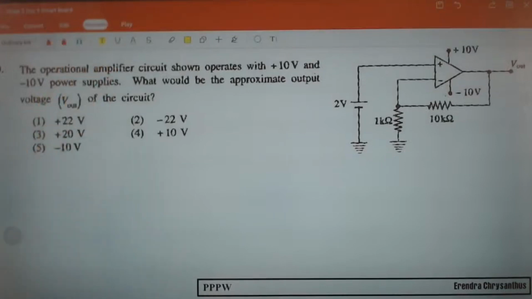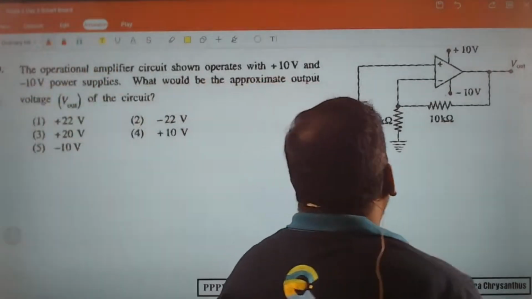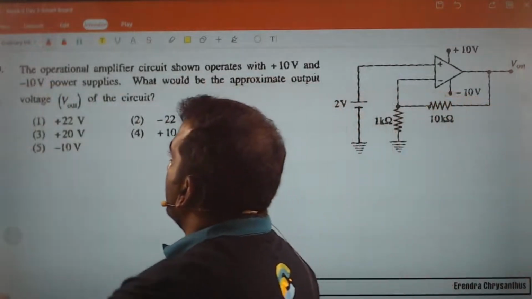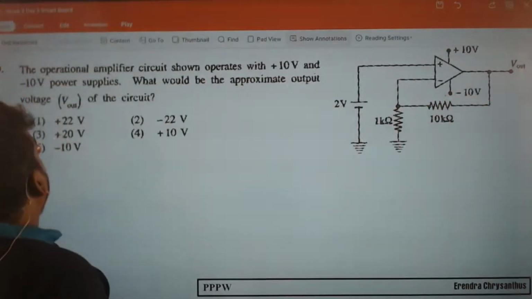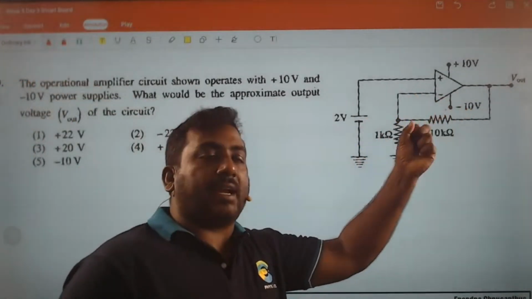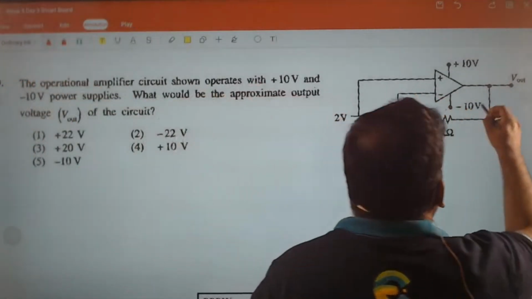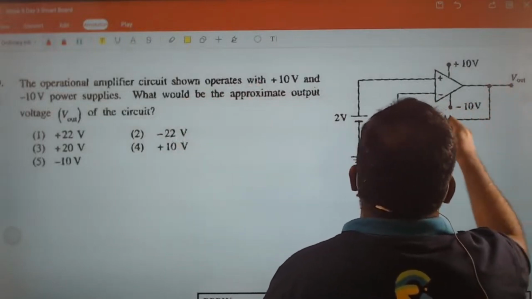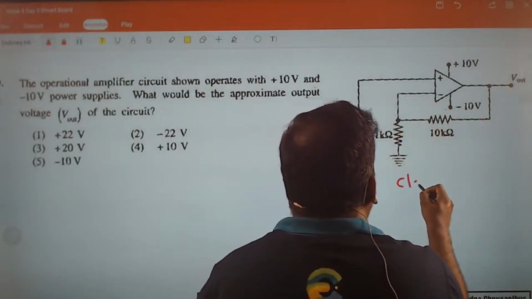Technical electronics is my favorite, so here we go. First of all, you must decide what kind of circuit this is. Is it an open loop circuit or a closed loop circuit? You can see the output is connected to the input, so it's a closed loop circuit.